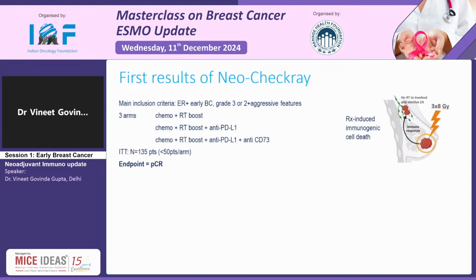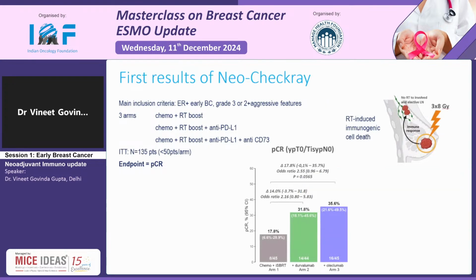You could give chemo with a radiation boost. You can see it is 3 times 8 gray to the primary tumor, which is kind of an immunosensitizing dose. And they have given chemo with radiation boost alone, chemo with radiation boost with anti-PD-L1, or chemo with radiation boost with anti-PD-L1 and anti-CD73. Anti-CD73 is another kind of checkpoint target, and they have used a drug called oleclumab, which is a CD73 inhibitor, and they have seen how it improves the pCR rate.